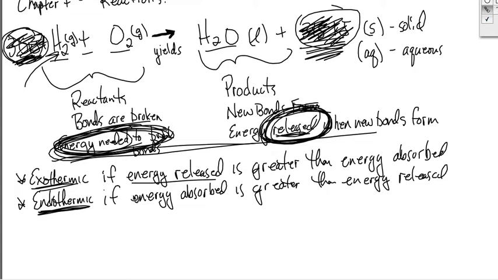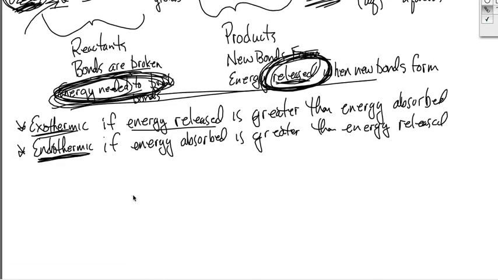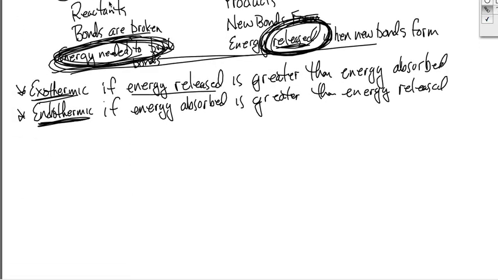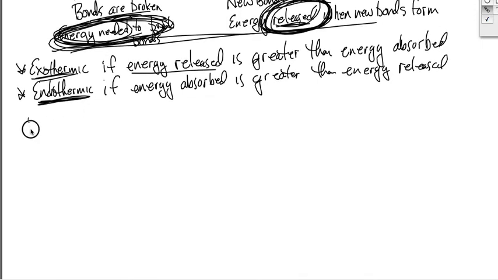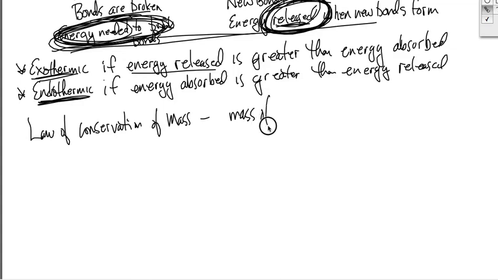Okay? All right, we also looked at the law of conservation of mass, and that is that we have to balance these equations. So don't forget that the law of conservation of mass basically says this, that the mass of the reactants has to equal the mass of the products.